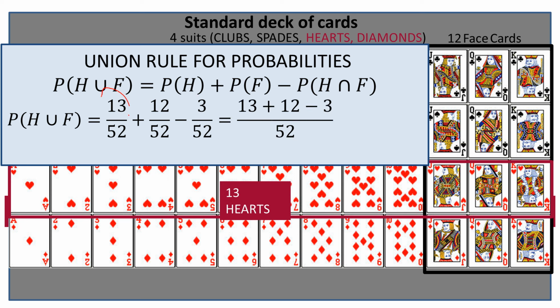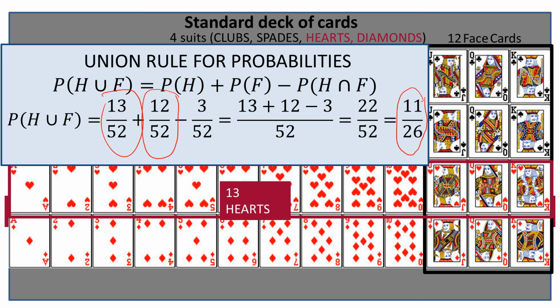So you end up with 13 plus 12 minus 3 all over 52. And that comes out to 22 over 52, and that reduces to 11/26. So by the union rule of probabilities, the probability of getting a heart or a face card is 11 out of 26. The basic idea here is, if you calculate the probability of getting a heart and then the probability of getting a face card and add them together, you've not gotten the right answer yet because you counted the overlapping cards twice, and that's why you have to subtract off the probability of those overlapping cards. And that's how you end up with 11/26.